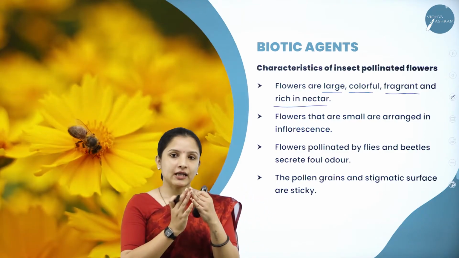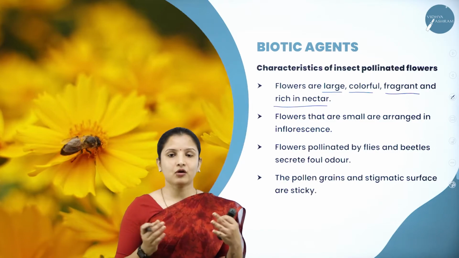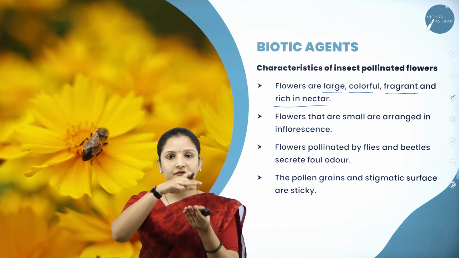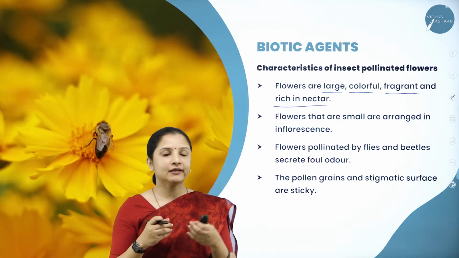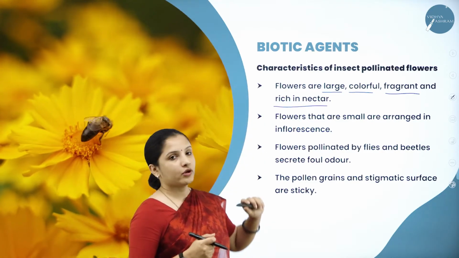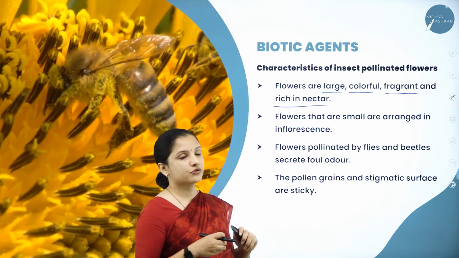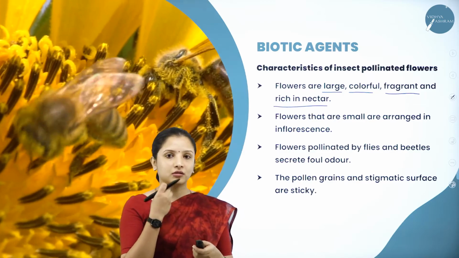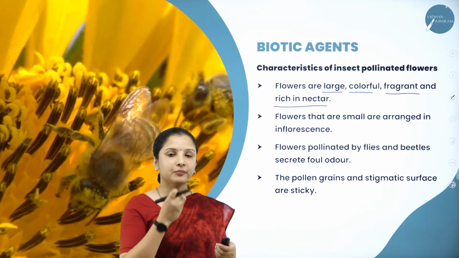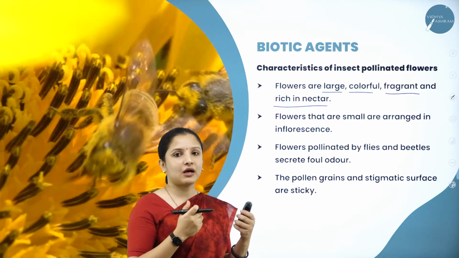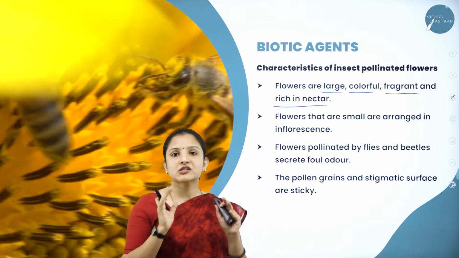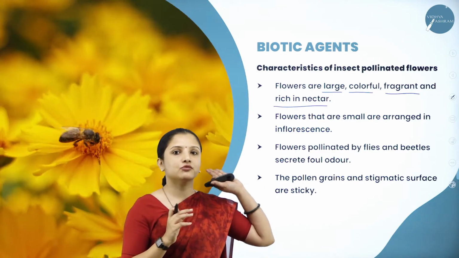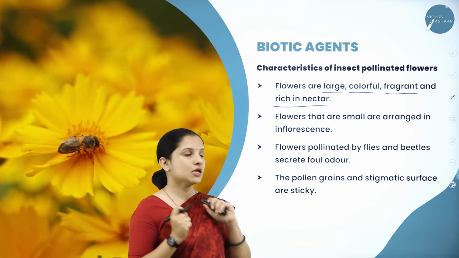Why? Because the larger the size of the petal or the larger the flower, the bees or the insects will have area to sit on the flower and feed on the nectar, right? So that is why insect pollinated flowers are usually large, colorful, and release a quite pleasant fragrance, so that because of the fragrance, the insects will come and visit, and also they are rich in nectar. So nectar is very important for the bees, right? Because the bees usually visit the flowers to feed on the nectar.